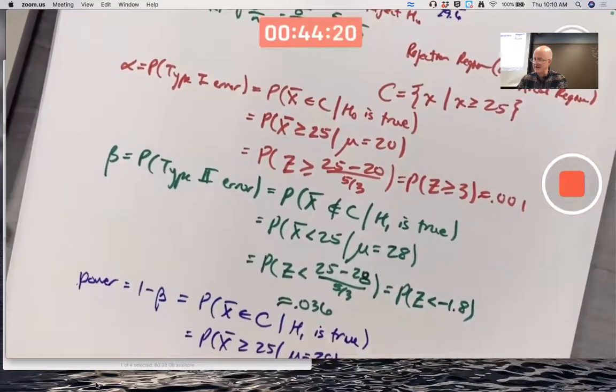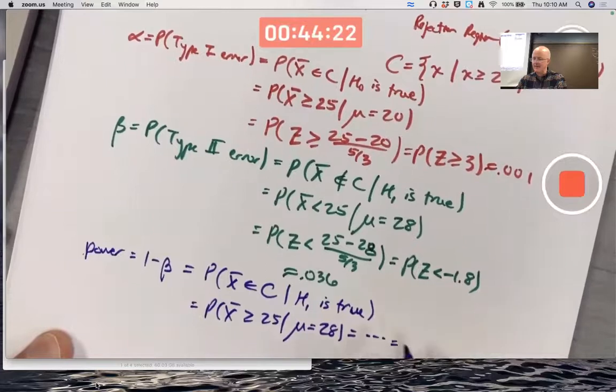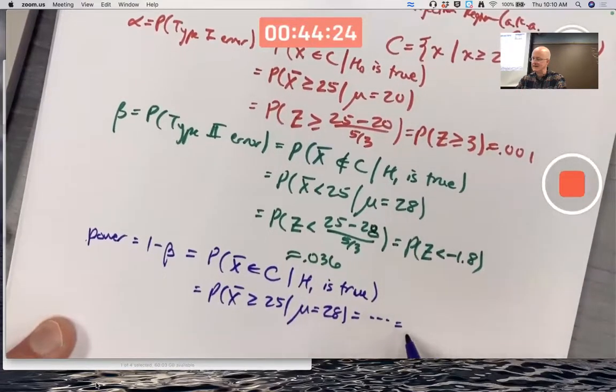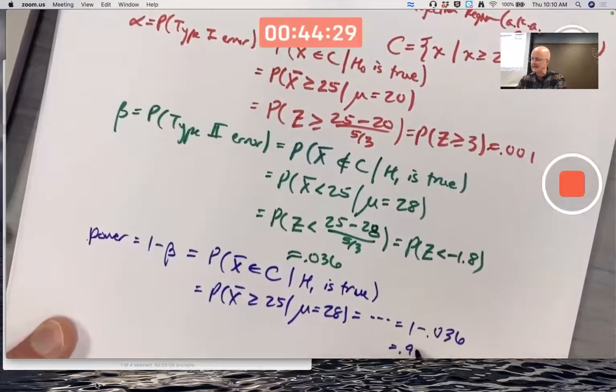Anyway, yeah, it is 1 minus beta. If beta is 0.036, this is going to be 1 minus 0.036, which will be 0.964.